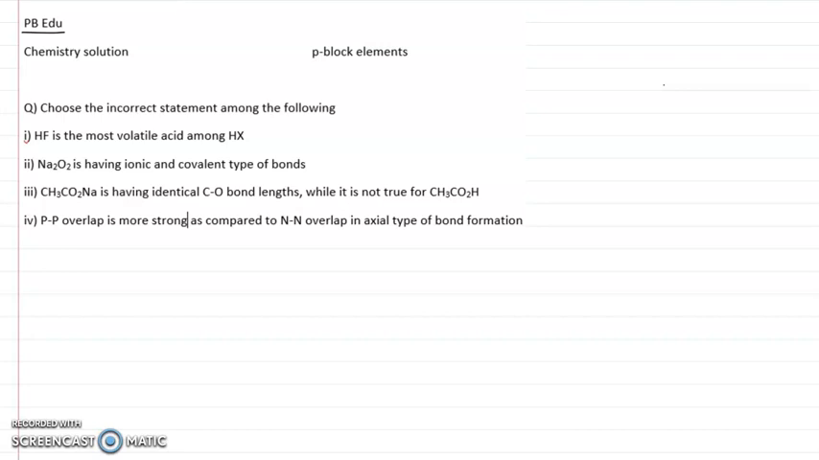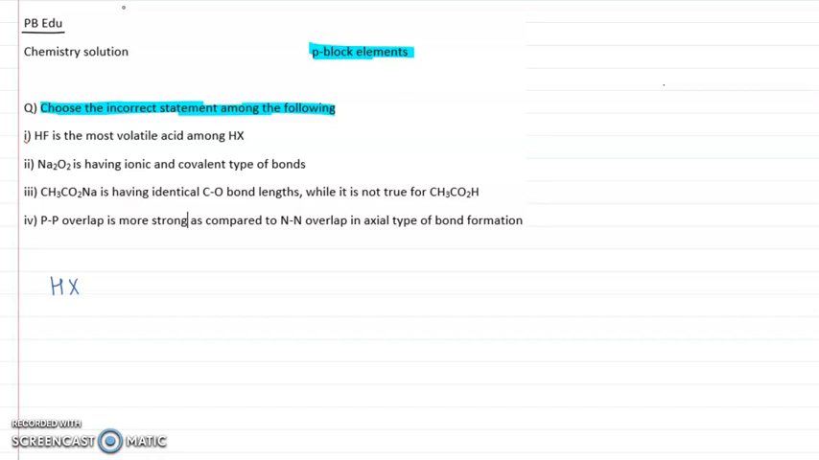So let's start with today's question. Here we have given an MCQ question in which we have to tell the incorrect statement. Choose the incorrect statement among the following. It is a P block element question. So here the first statement is given. HF is most volatile acid among HX.